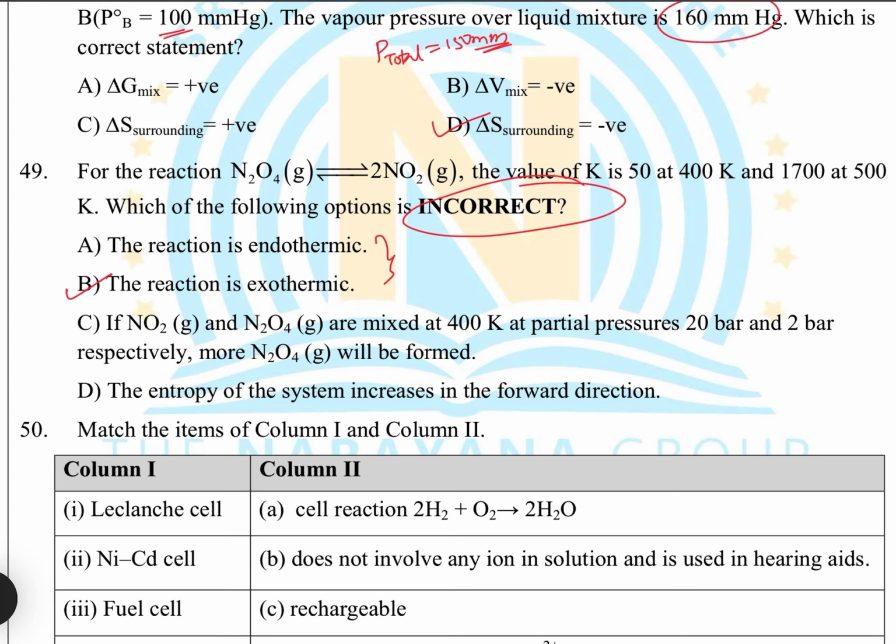See, the value of K is 50 at 400 Kelvin and 1700 at 500 Kelvin. 400 to 500 Kelvin means when you are increasing temperature, the K value is increasing. K value increasing on increasing temperature means it is an endothermic reaction, because K is directly proportional to T. So incorrect, exothermic.